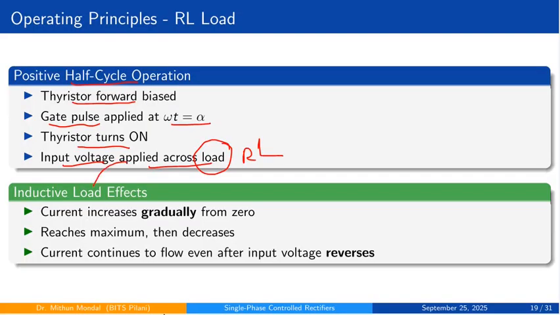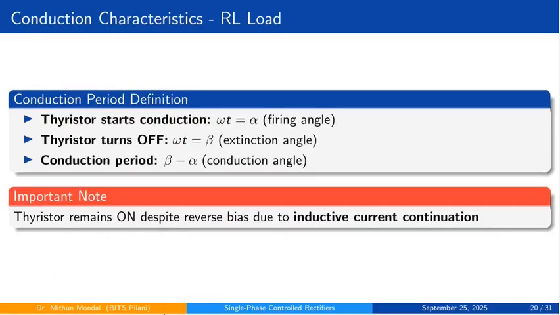Now with the inductive load, there is an effect: the current will increase gradually from 0 and reach the maximum, then it will decrease. So current continues to flow even when the input voltage reverses. When the input voltage is not present or reverses, there should not be any output, but because of the presence of the inductor, there will be certain output voltage also here.